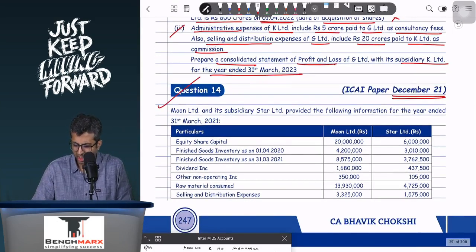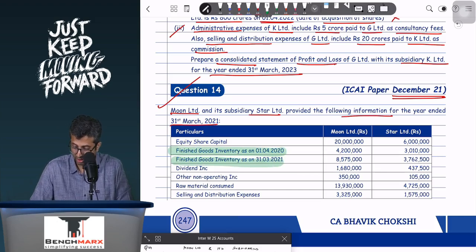Okay. Here on question 14, the December 21 paper, Moon and its subsidiary Star provide the following information for the year ended 31st March 21. So you have all this data, equity, share capital. Acha, here instead of giving you increase in inventory, they have actually given you finished goods inventory.